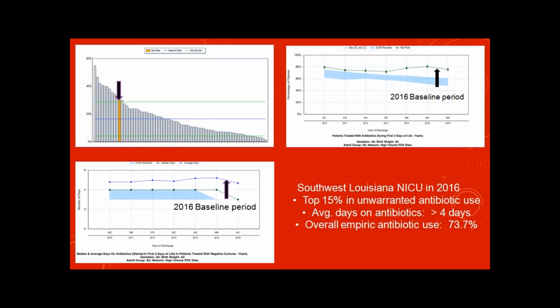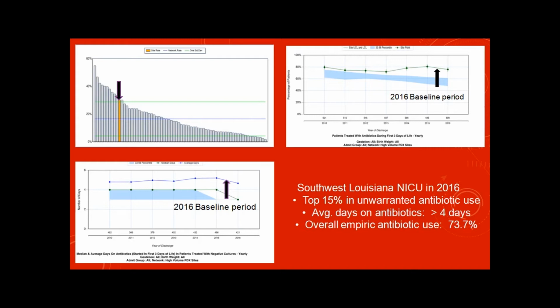And so this is where we started our unit. We were in the top 15% in unwarranted antibiotic use, and that's antibiotics greater than 72 hours with a negative culture. Our average days of antibiotics, infants that were started on antibiotics, was greater than 4 days. And our overall empiric antibiotic use was almost 74%.